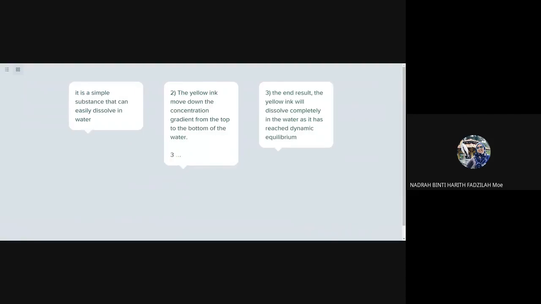Sarah's answer is also correct. Yellow ink will dissolve completely in water as it has reached dynamic equilibrium. I am looking for one more observation that is also suitable. What can we observe inside the glass later?